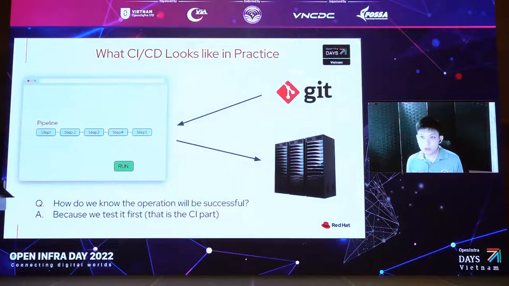So if you look at CI/CD in practice, how do you know that the operations will be successful? It's because we really spent the time and effort to test and make sure that everything is working from a CI perspective. Then we need to have, for instance, a workflow or pipeline that goes through the various steps, tests them, and makes sure that everything is working and running as expected. We have all the declarative files stored inside the Git repository, and then we deploy onto the target infrastructure.